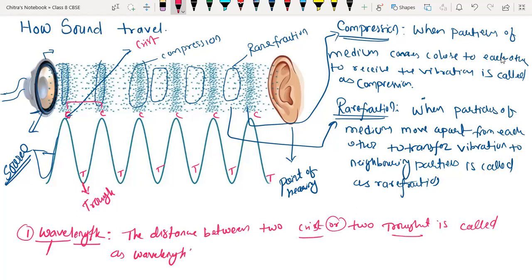Wavelength is denoted by lambda. This is a symbol called lambda. Take a screenshot. Now we are going to discuss the next concept.